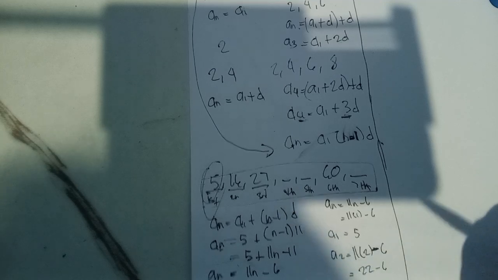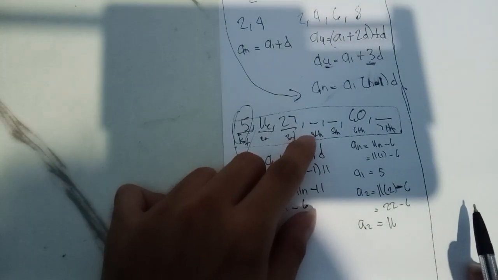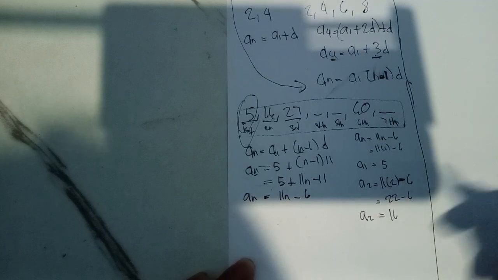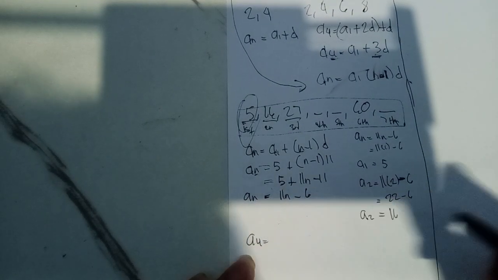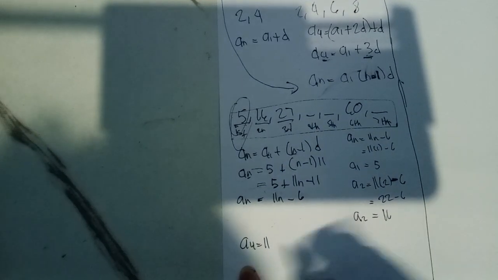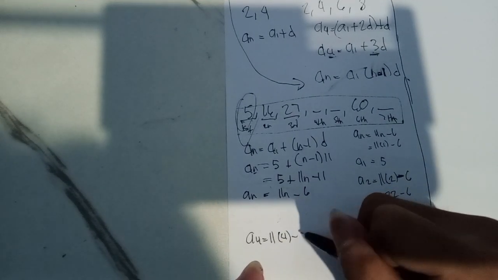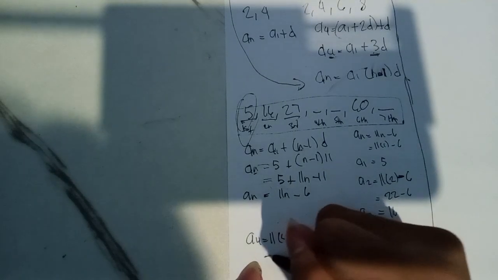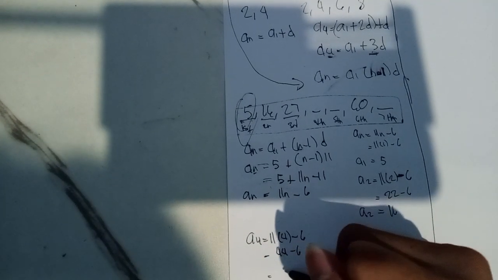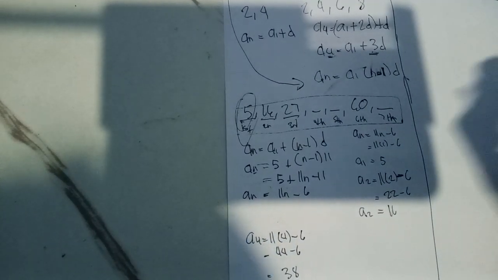So now that we know that our general formula is valid, we'll try and find the fourth term. So our fourth term will look like this. A4 is equal to, again, 11n, where n is 4, since we need to find the a sub 4, or the fourth term, minus our constant value, which is 6. So 11 times 4 is 44, minus 6. So that is 38. So our fourth value is 38.